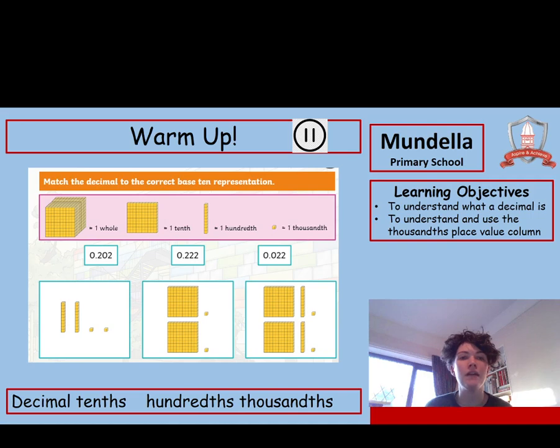So, as another warm-up, match the decimal to the correct base 10 representation. You've got a little key here in the pink rectangle. That is one of the wholes. That would be 1/10, that would be 100th, and that would represent a thousandth. So just use that as your key, your guide. Which representation matches which? Pause the video to have a go.